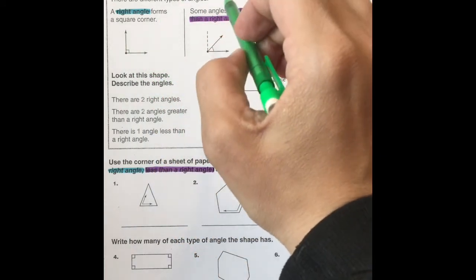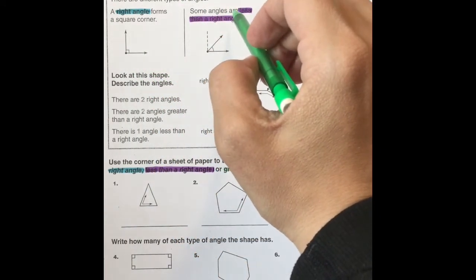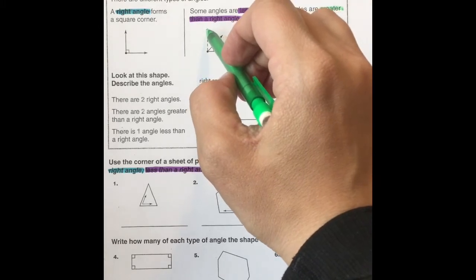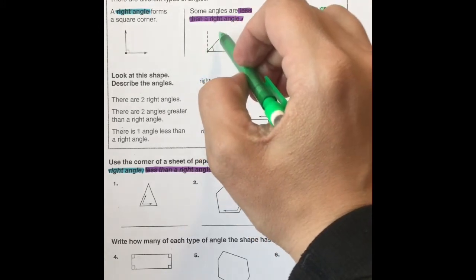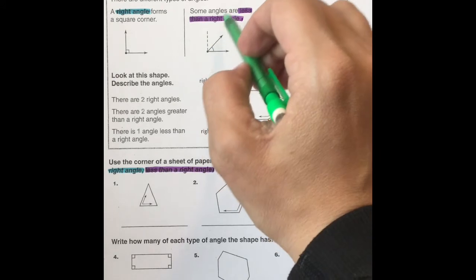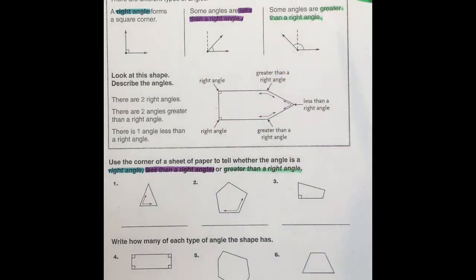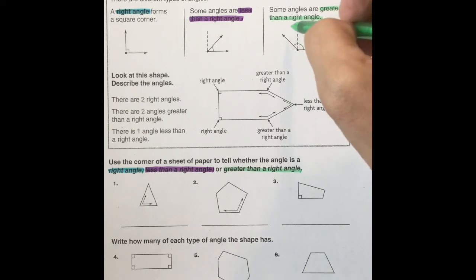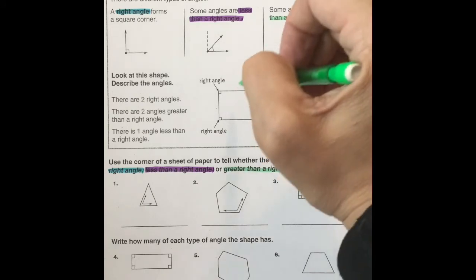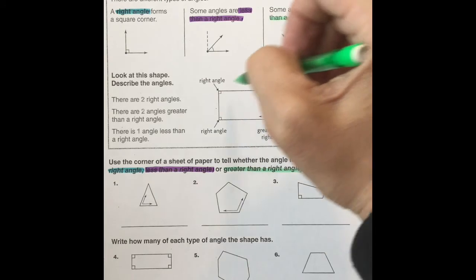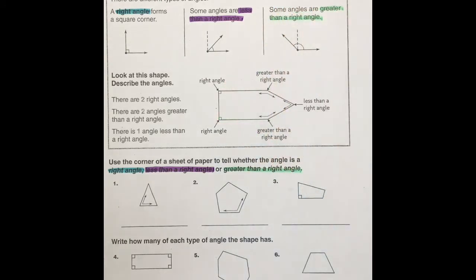Then in purple, some angles are less than a right angle. This dotted line is where a right angle would be, and this angle is smaller than it, so it's less than a right angle. Then in green, sometimes an angle is greater than a right angle. Once again, the dotted line shows where a right angle would be, but this one is not less than, it's actually greater than.